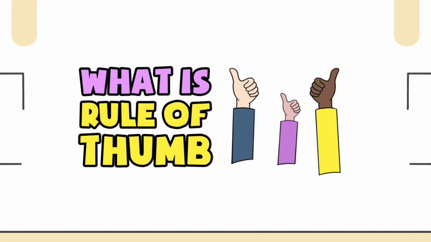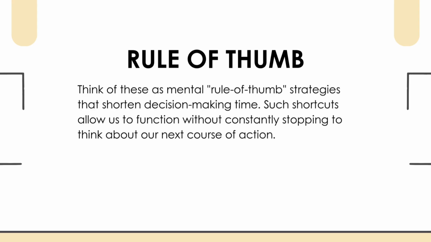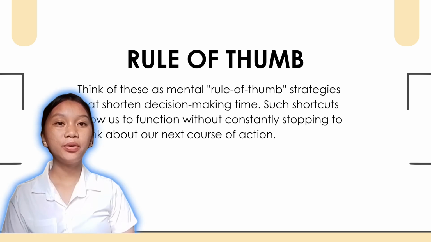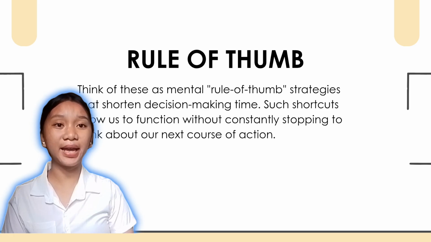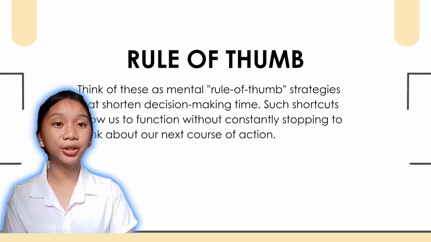What does rule of thumb mean? Think of this as mental rule of thumb strategies that shorten decision-making time. Such shortcuts allow us to function without constantly stopping to think about our next course of action. However, heuristics have both benefits and drawbacks. The strategies can be handy in many situations but also can lead to cognitive biases. Becoming aware of this might help you to make better and more accurate decisions.